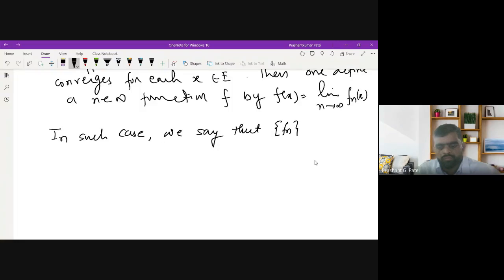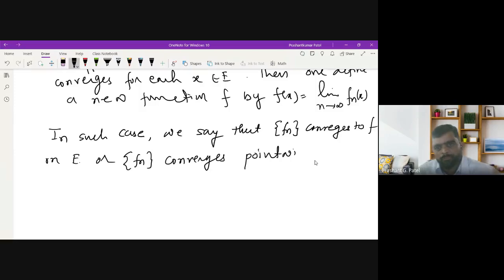The fn converges to f on E, or fn converges pointwise to f on E. And so this is the definition of pointwise convergence. Pointwise convergence means for every x, this fn of x will converge. And in that case, this f is called the limit of the sequence.